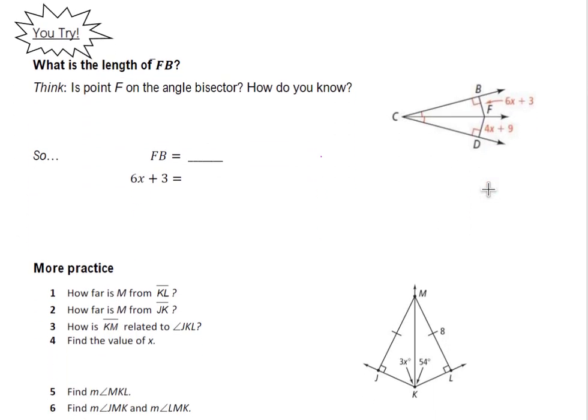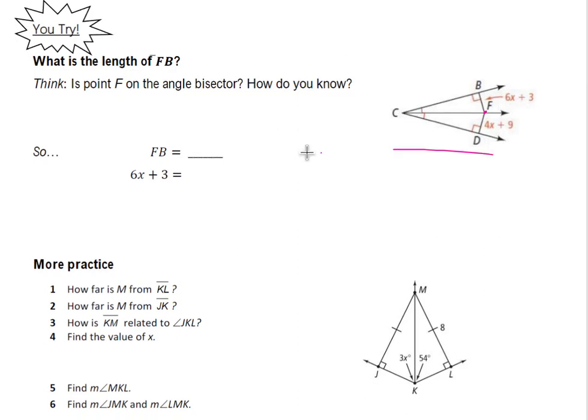So let's look at these examples here. Is point F on the angle bisector? If F is on the angle bisector, then we can see that FB is equal to FD, since it's on the angle bisector. That lets us know that 6x plus 3 must be equal to 4x plus 9. Take away 3 from both sides, take away 4x from both sides, we get 2x is equal to 6, which gives us x is equal to 3. So we could figure out that this distance is going to be 21, and this distance here is also going to be 21 for BF and FD.